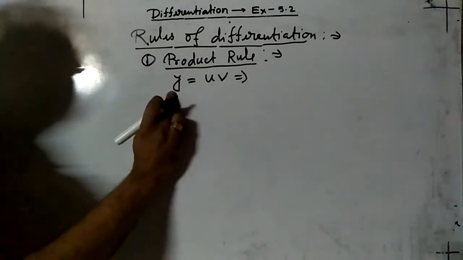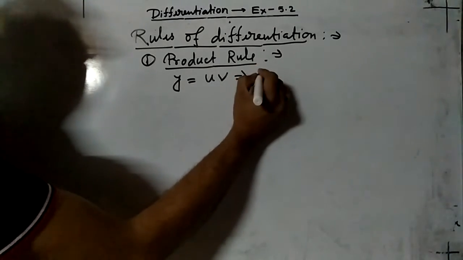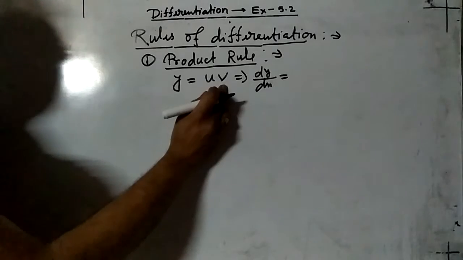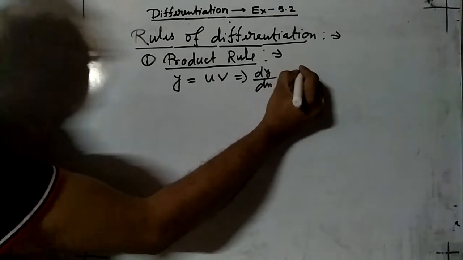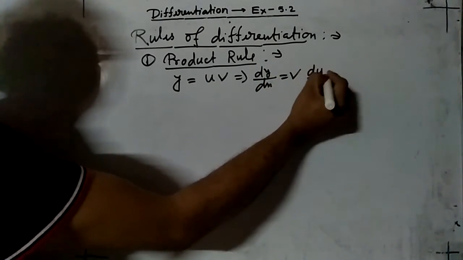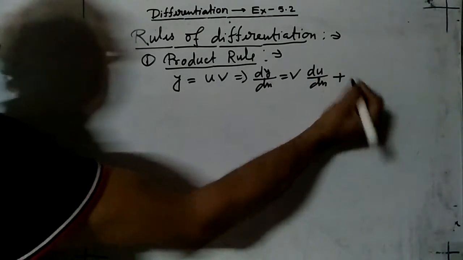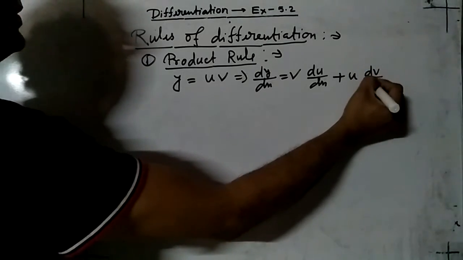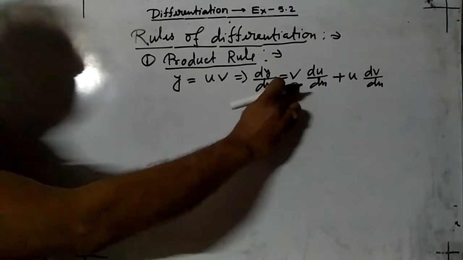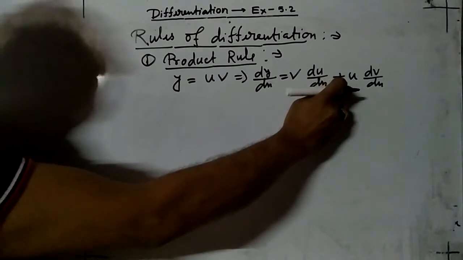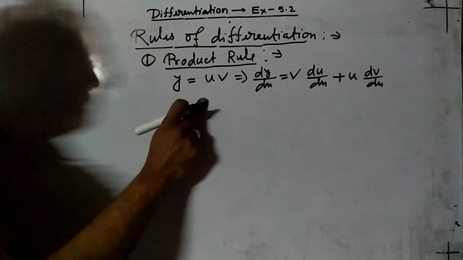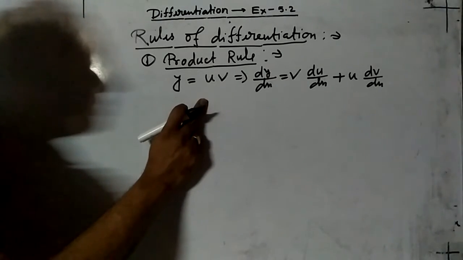Then if we differentiate both sides with respect to x, then dy by dx equals, here two functions, second function unchanged, derivative of first function, plus first function unchanged, derivative of second function. So v unchanged, derivative of u, plus u unchanged, derivative of v. You got this in class 11 and you have used this formula to solve miscellaneous derivative problems in class 11.